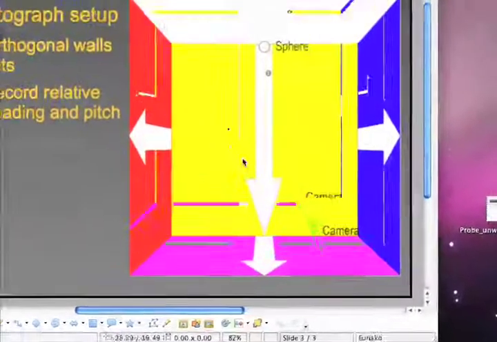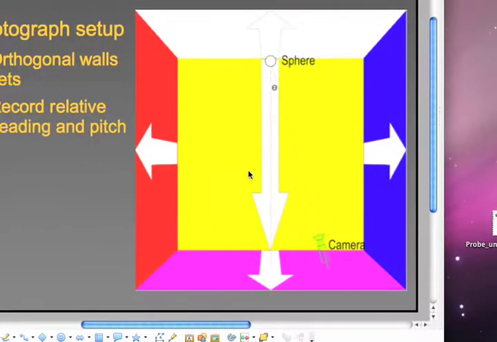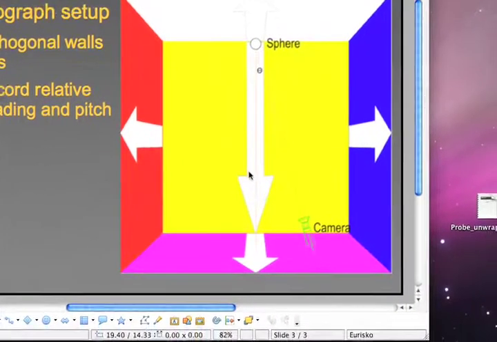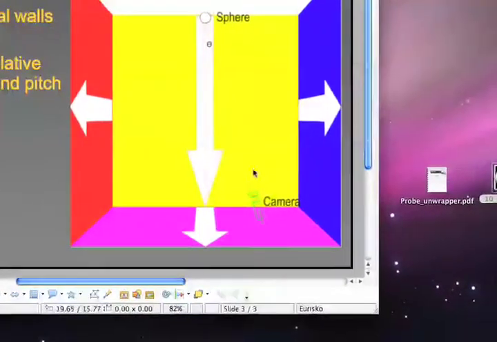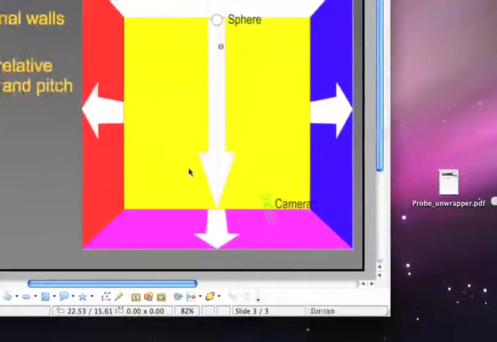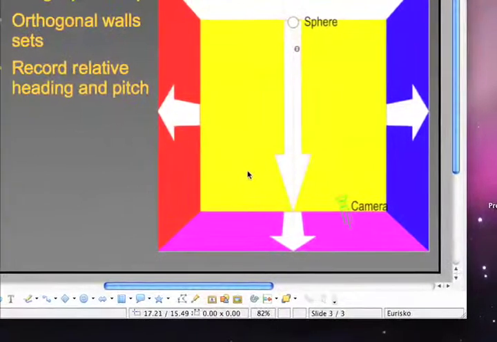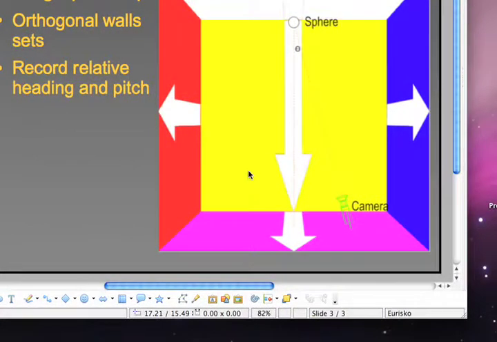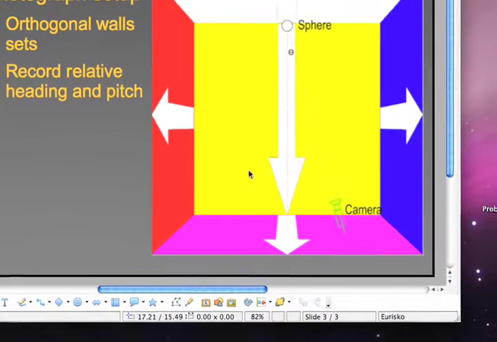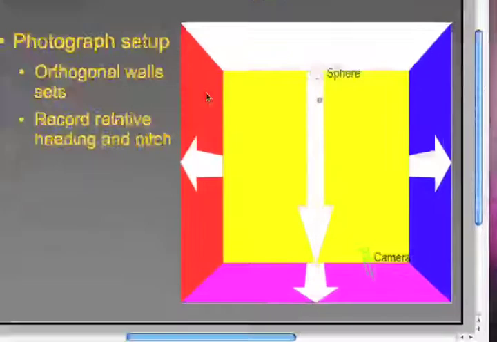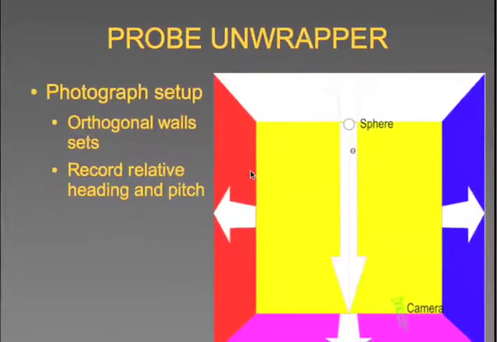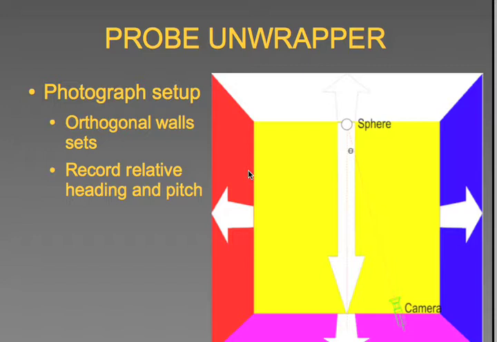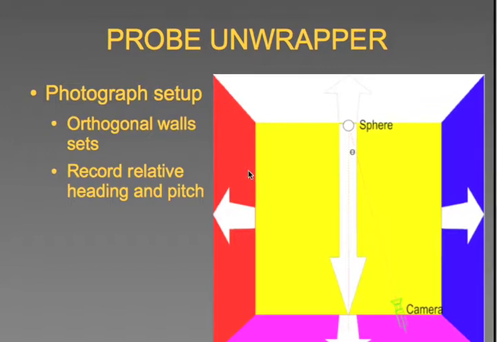For example, if you want to eliminate the photographer or the camera from the actual picture itself, what you can do is take two pictures, one with the camera off to the right by a certain amount, one with the camera off to the left by a certain amount, and then unwrap both of those images and use your image editing software to combine the two together and eliminate the camera.